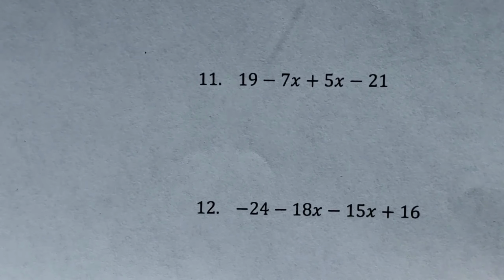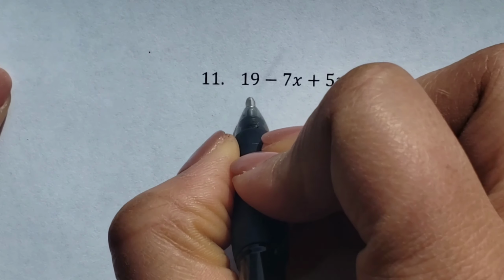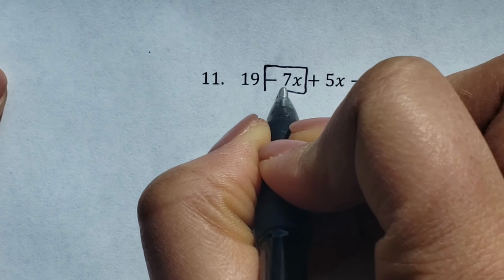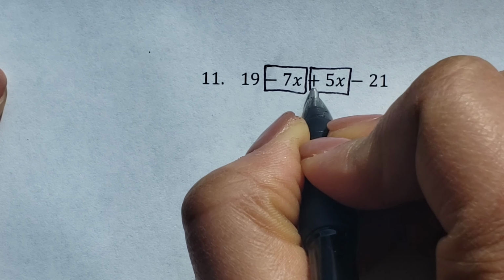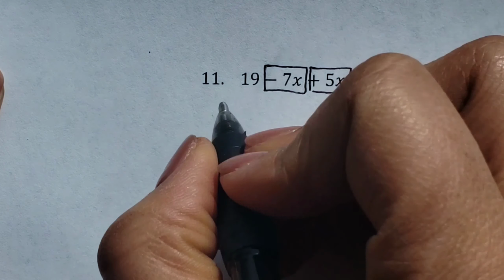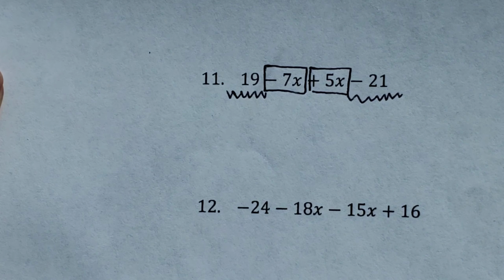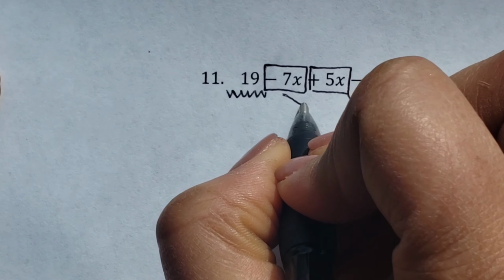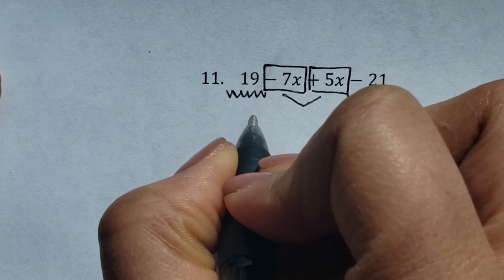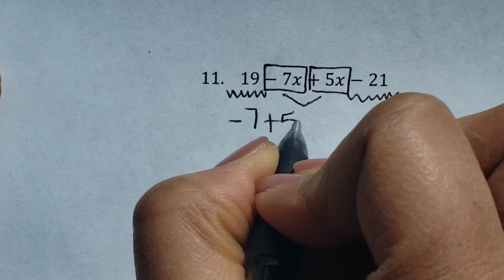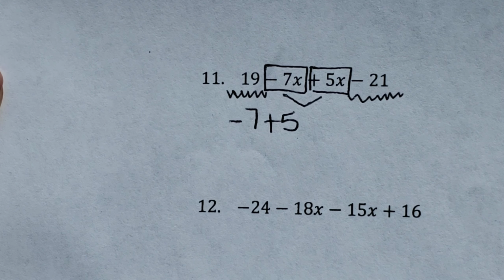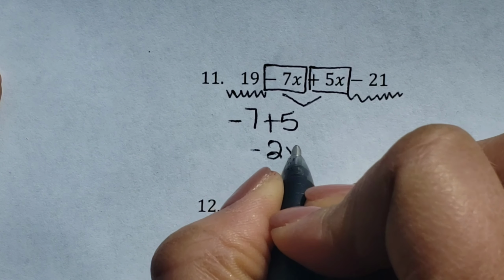Let's look at number 11. This one looks a little tricky. So I'm going to have that negative 7x and that positive 5x boxed in. And then we're going to have the squiggles under 19 and then the negative 21. Now, when I do negative 7 plus 5, I'm going to get a negative 2, and that x is paired with that, so it's negative 2x.